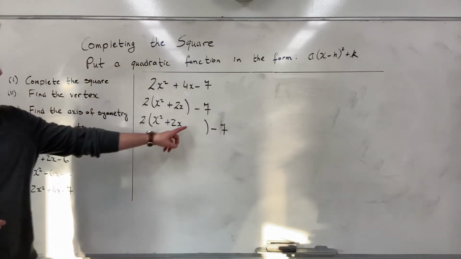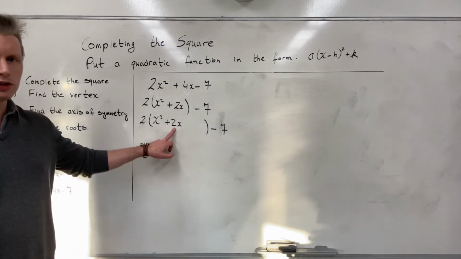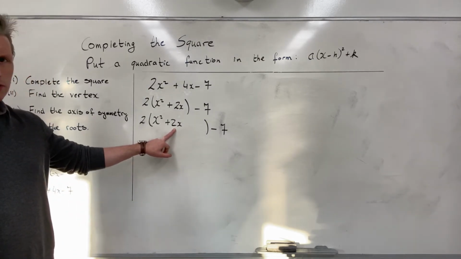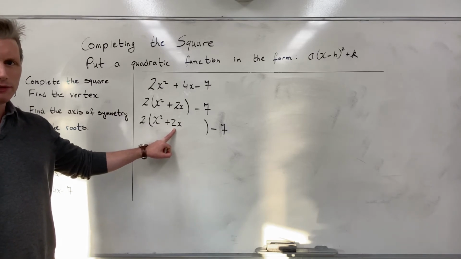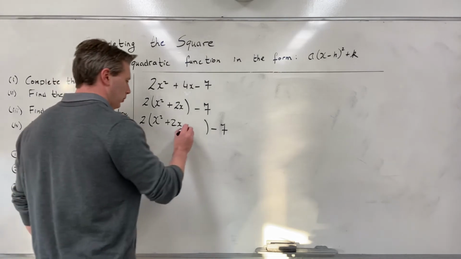And now I'm going to complete the square right here. Well, again, I look at the coefficient on my x term. This is 2. I take half of it. Half of 2 is 1. Square it. 1 squared is 1. Add it on. Plus 1.